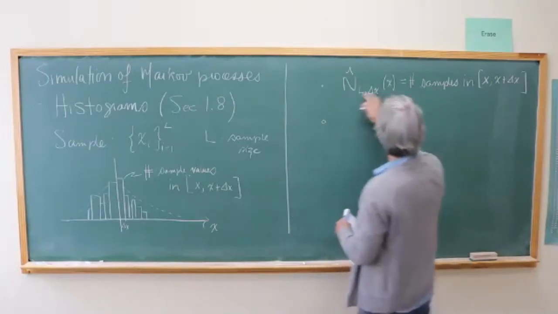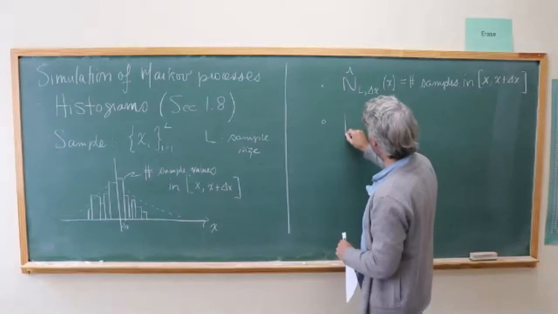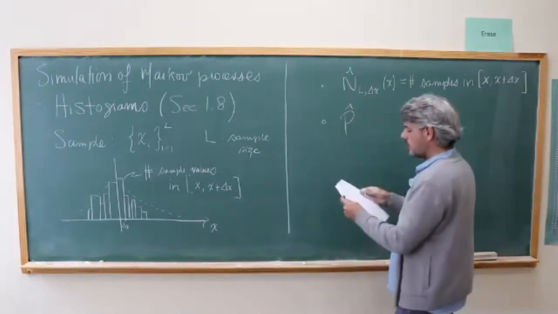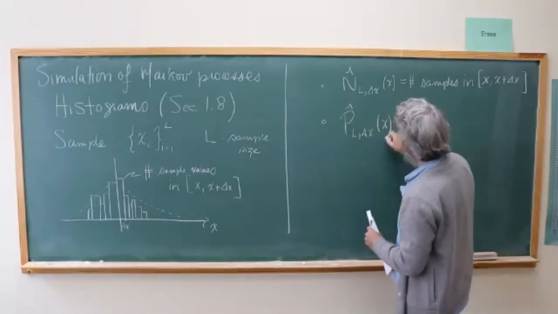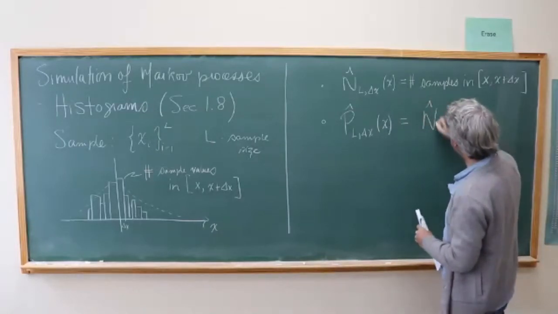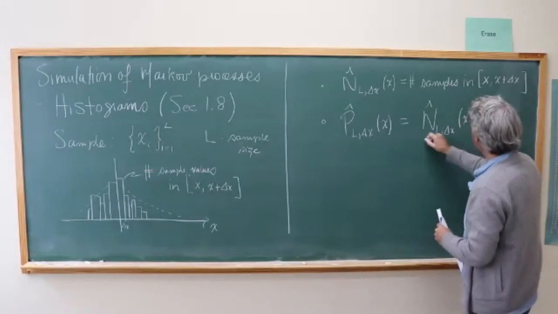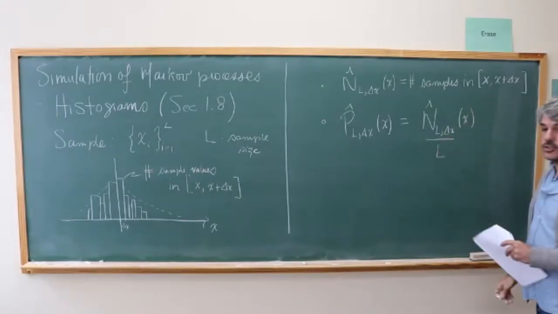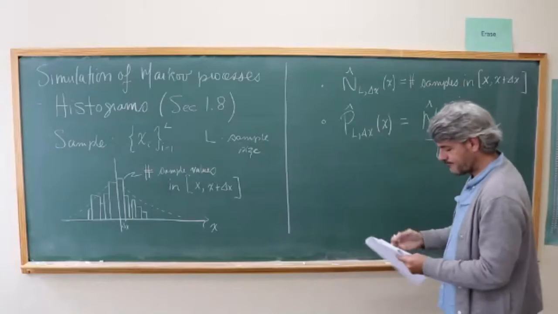This is not normalized. If I sum this, I'm going to get L. Out of this, I want to build a distribution which is normalized. To do this, I take the N and I normalize by L. Now this is a distribution. If I sum over all the boxes, I'm going to get 1.